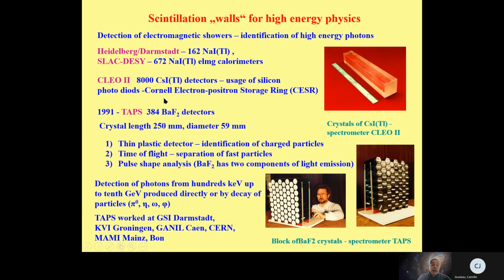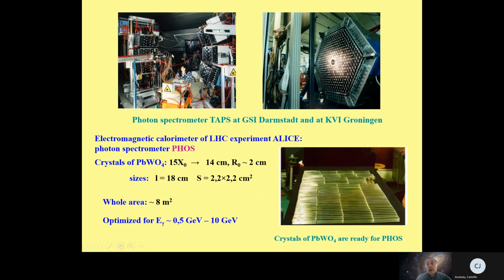And it was exactly this spectrometer which worked at GSI Darmstadt, Groningen, Caen, CERN, Mainz and Bonn, and in many laboratories used at many accelerators to study different fields of nuclear physics and particle physics. Here there are examples of different setups. There are crystals for another electromagnetic spectrometer for CERN. This is for the experiment ARIS at CERN.